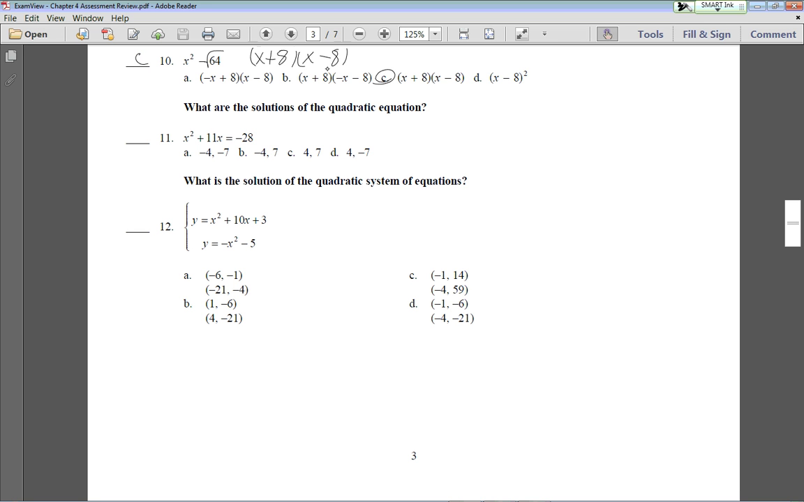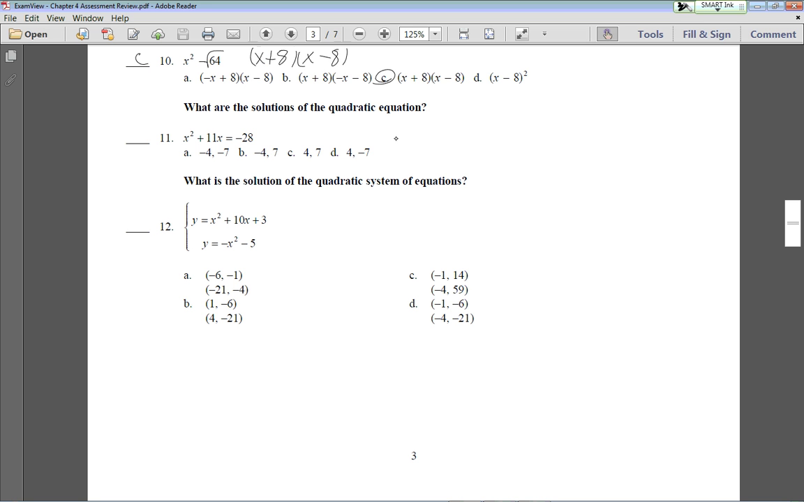Okay, so that's the difference of 2 squares. You're going to have your 2 parentheses. When you have no middle term, you're going to have x plus a number and x minus a number. And that number is simply the square root of whatever number this is right here, which is 64. The square root of 64 is 8.